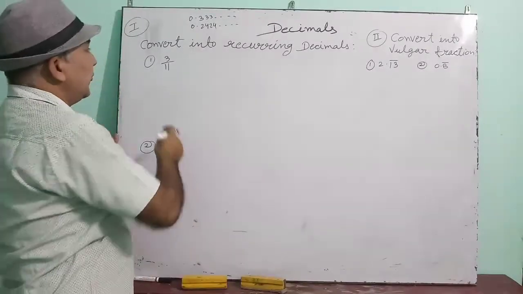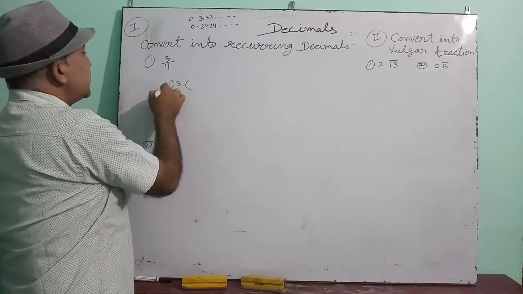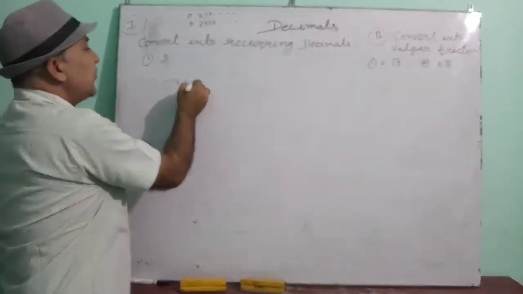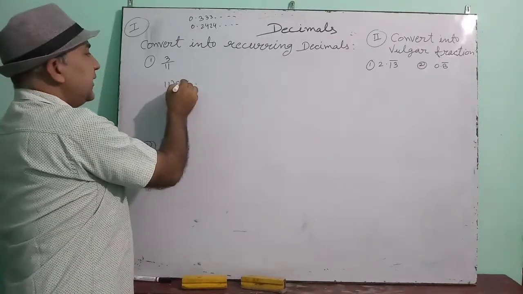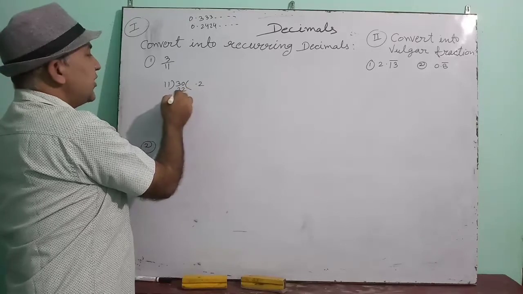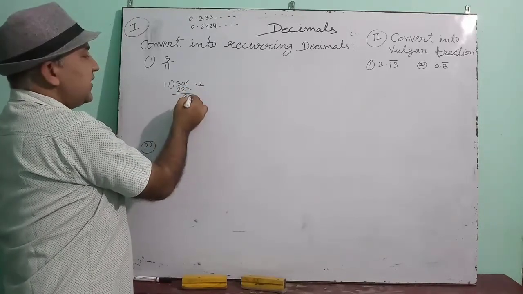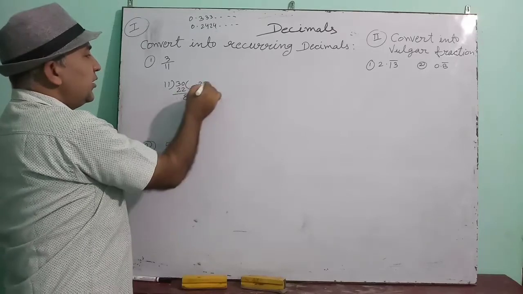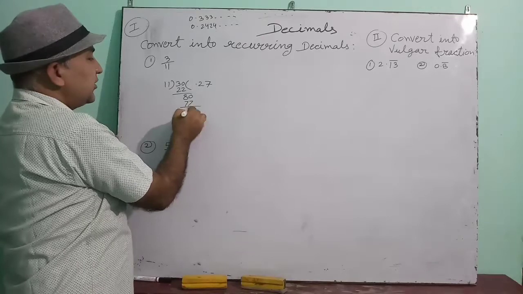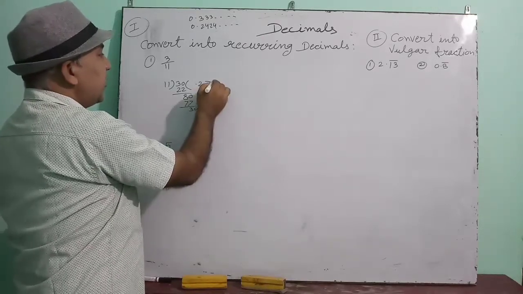So how will you do it? We know that 3 is divided by 11, so what is the procedure? See here, first you put the decimal, then here you put the 0. Now 11 into 2 is 22, 8 is the remainder. Since the decimal is there, again 1 0 will be put here. Now 11 into 7 is 77, 3 is the remainder. Again we will put 1 0.